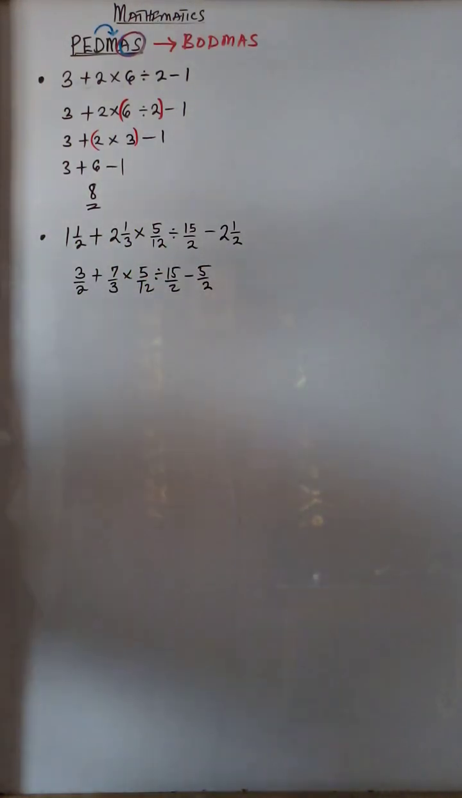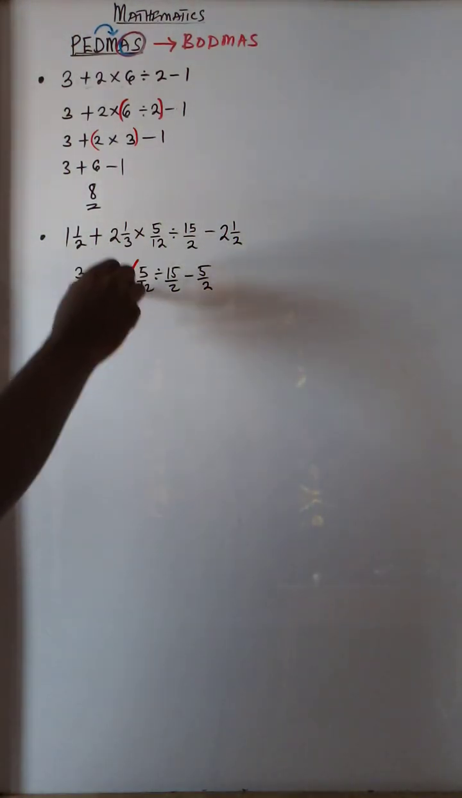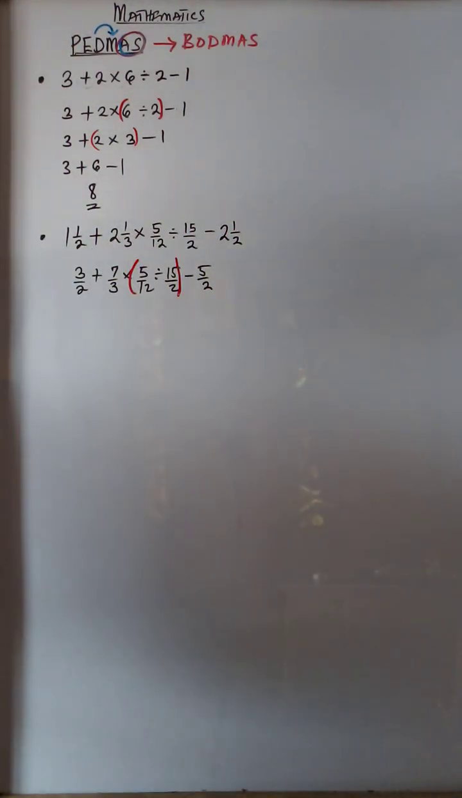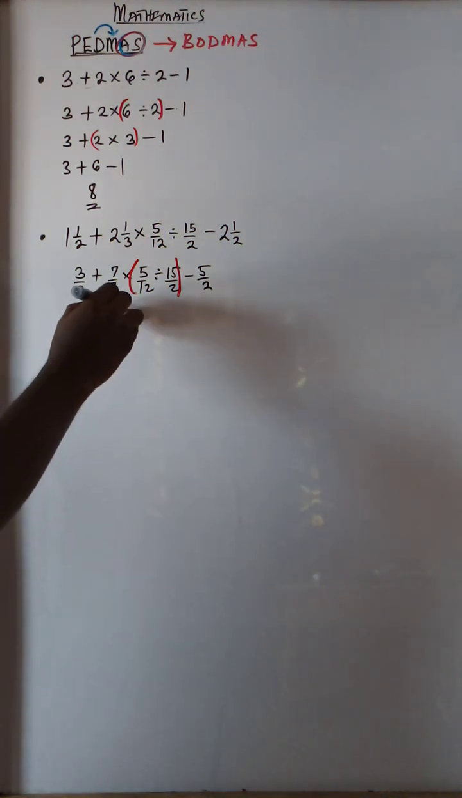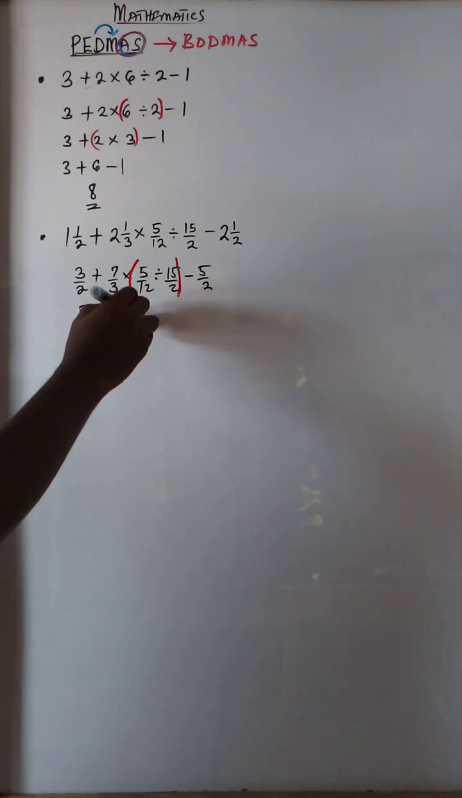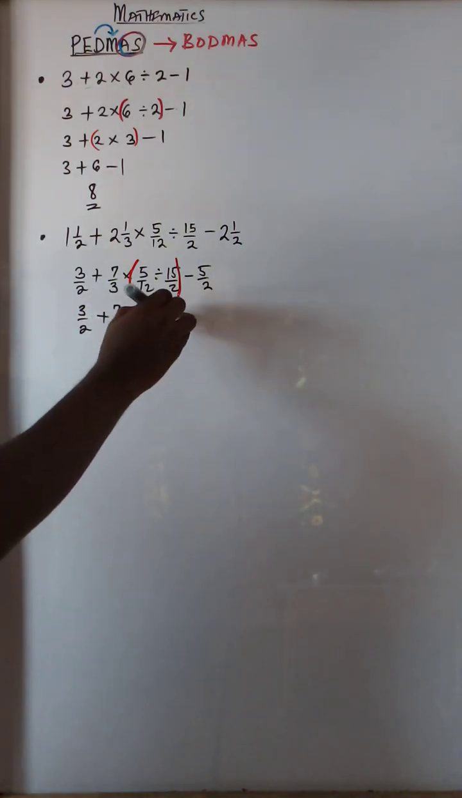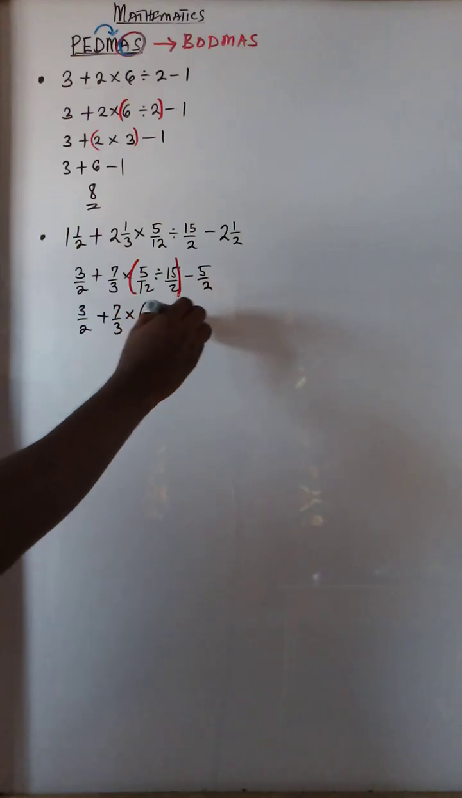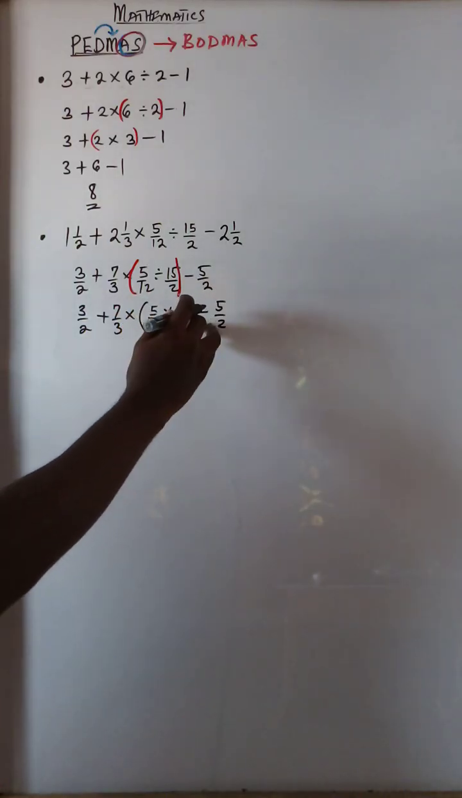What next? Look for where we have division. Division first. So we have to deal with this first. So we have 3 over 2 plus 7 over 3. Then if you have division, what do you do? You turn the division to multiplication. The 2 goes up, 15 comes down. Minus 5 over 2.